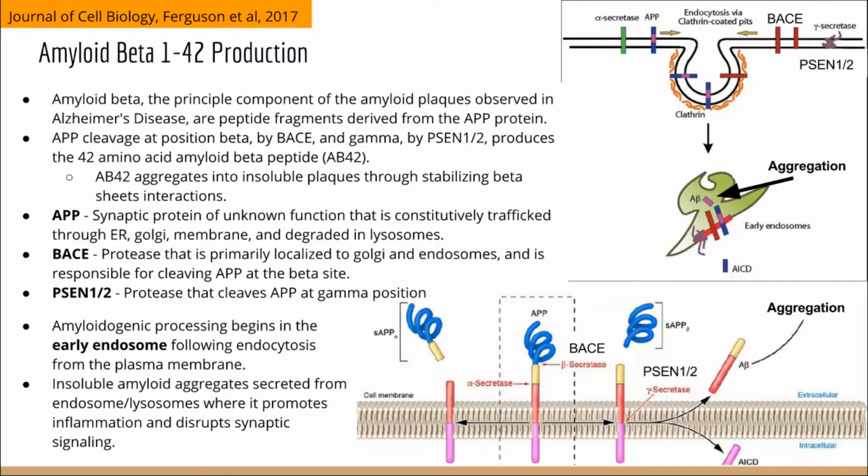And when these insoluble aggregates accumulate in the lysosomes and the endosomes, they are often secreted or exocytosed, where they end up extracellularly and promote regional inflammation, and they actually disrupt synaptic signaling. And they can even bind a lot of different receptors and trigger pro-apoptotic gene expression in other cells.